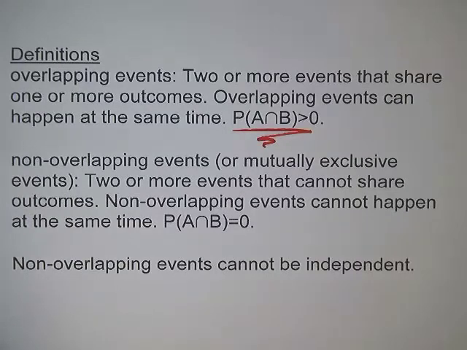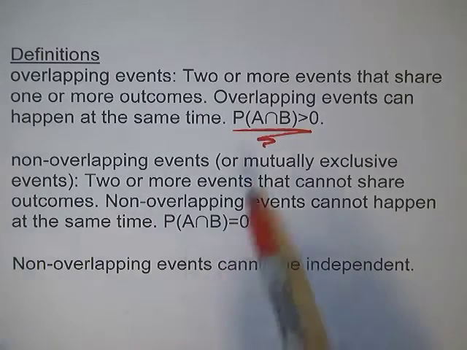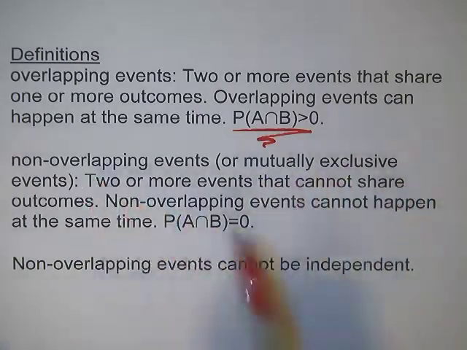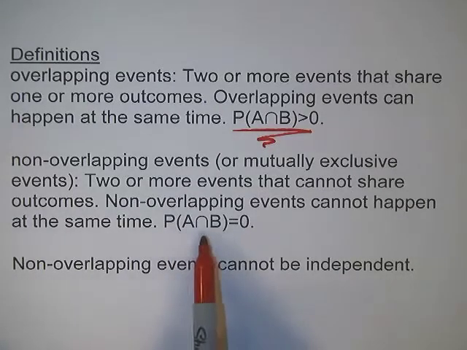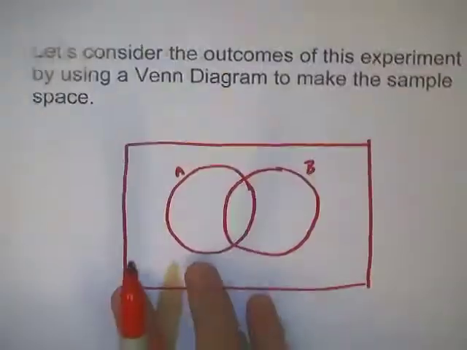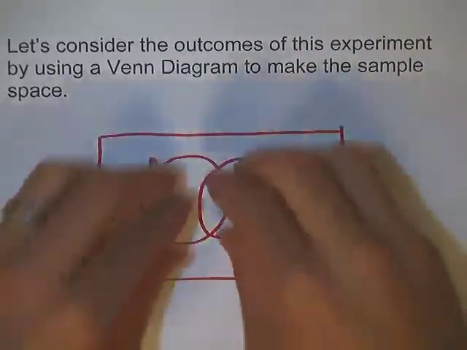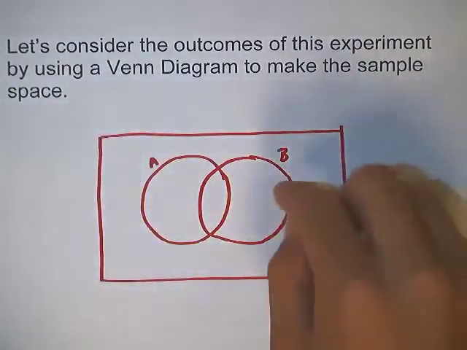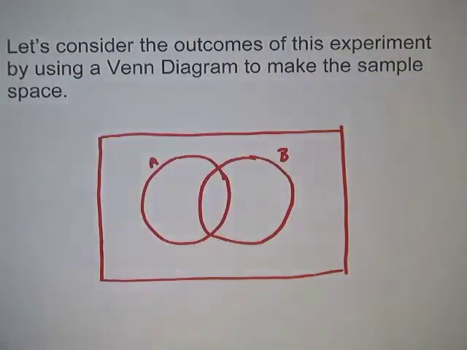Non-overlapping events, sometimes another term for this is mutually exclusive events. So non-overlapping and mutually exclusive are synonymous. Those are two or more events that cannot share outcomes. So non-overlapping events cannot happen at the same time. In this case, the probability of A and B is equal to 0. Non-overlapping events, these two circles would have to be separated, each in their own area there.